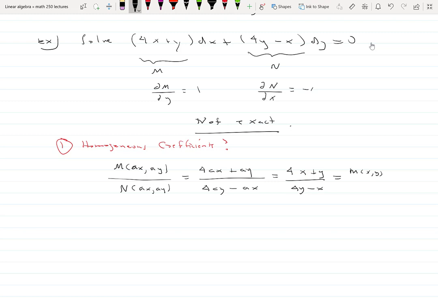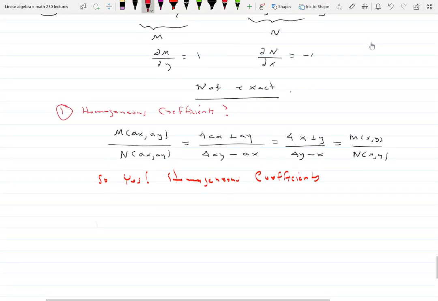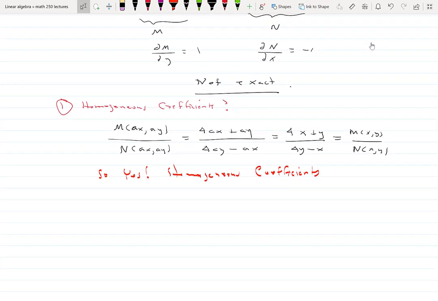m of x, y over n of x, y. So, yes. Homogeneous coefficients. The idea, though, is that once we have homogeneous coefficients, we can transform the differential equation into being a function of y over x. And I'll show you how to do that. It's very simple. Then make a substitution of u equals y over x to make the differential equation separable.